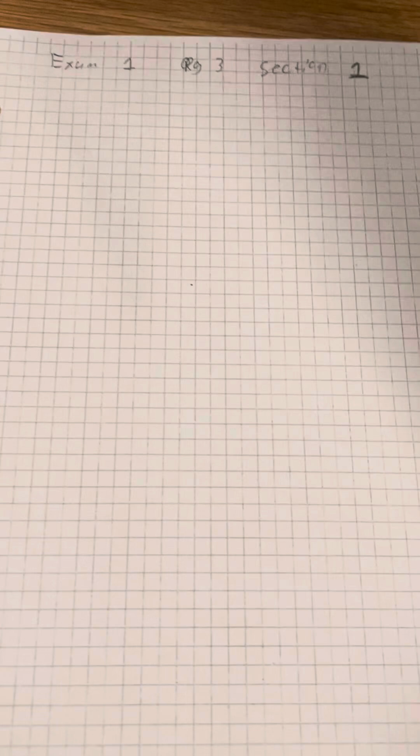Alright, so we're going to be doing exam 1, page 3, section 1, and it asks us to use the provided graphs of f of x and g of x from page 2 to find the value of each of the following. If a value does not exist, write DNE and explain why.